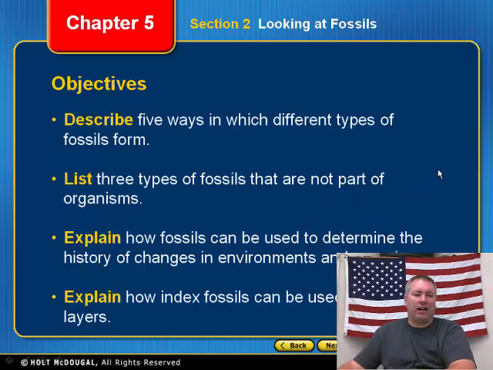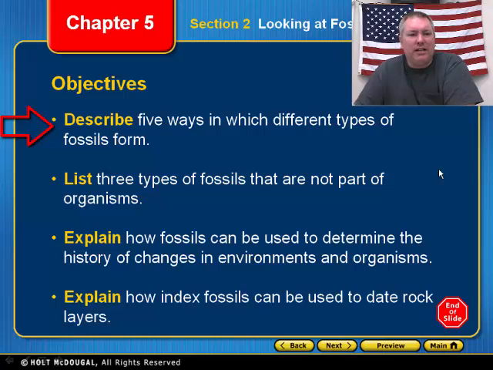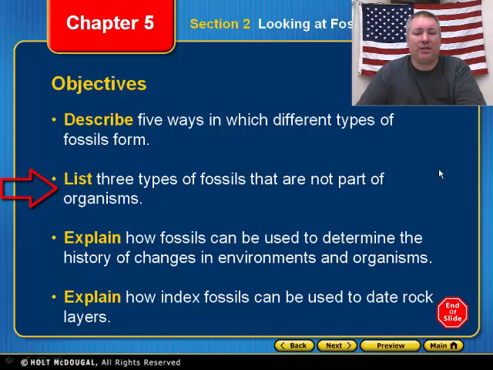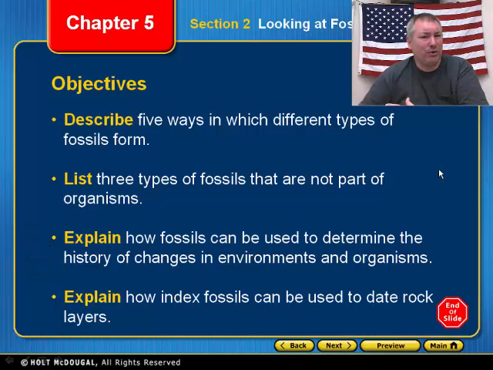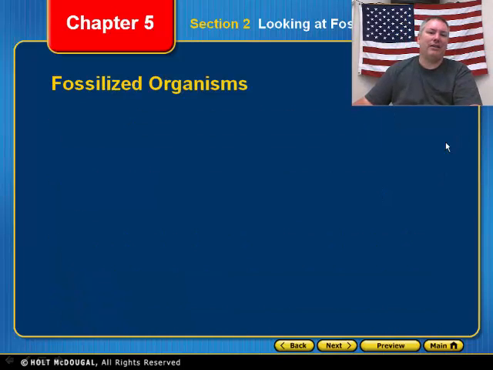Alrighty, here are our objectives for today. We have 4 of them. The first one is to describe 5 ways in which different types of fossils form. Then we're going to list 3 types of fossils that are not part of organisms. Then we're going to explain how fossils can be used to determine the history of changes in environments and organisms. And we'll explain how index fossils can be used to date rock layers. I'd like to see an index fossil date a rock layer, wouldn't you? That'd be pretty cool. All right, here we go.